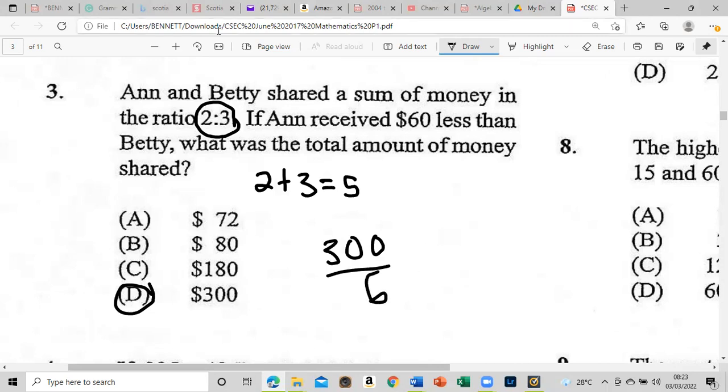Whoa! Oh boy. Alright. Only 300 divided by 5 can give you 60. So the difference between each share would be 60. And this is 2 and 3, so that would be 300. So our option for that would be T. Alright. Let's move on.